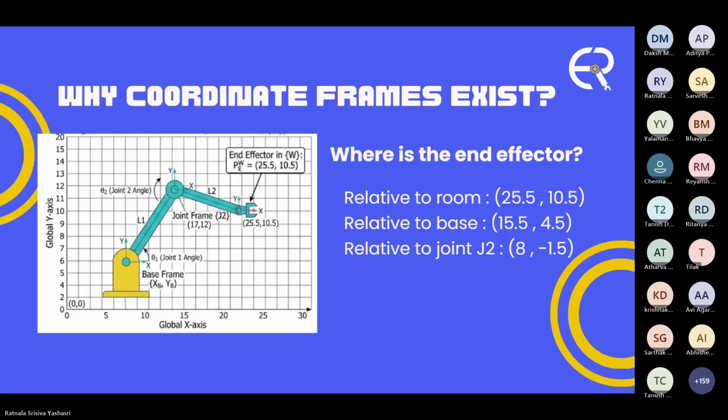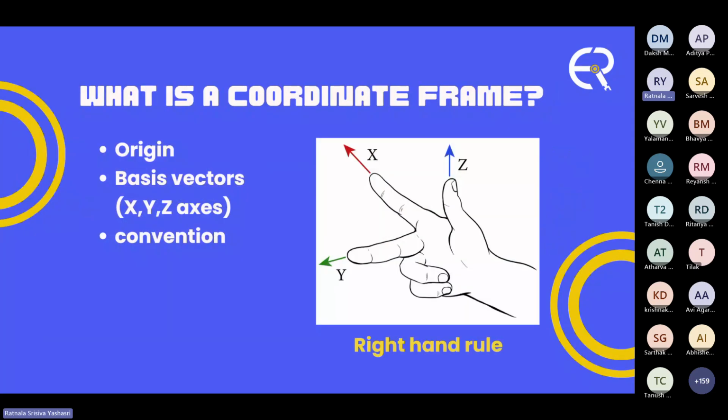So, let's define a coordinate frame. It's defined by majorly 2 things, the origin and basis vectors. The origin is a specific point in space that we call 0, 0, 0, and basis vectors are your 3 orthogonal vectors, the x-axis, y-axis, and z-axis to define direction. And then we have an important convention, the right hand rule. So point your index finger in the x direction and point your middle finger in the y direction. So your thumb would automatically point to you in the z direction.